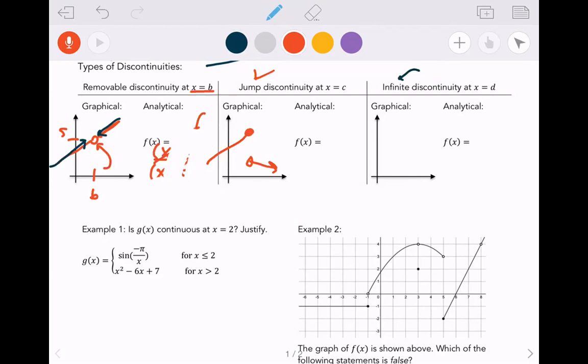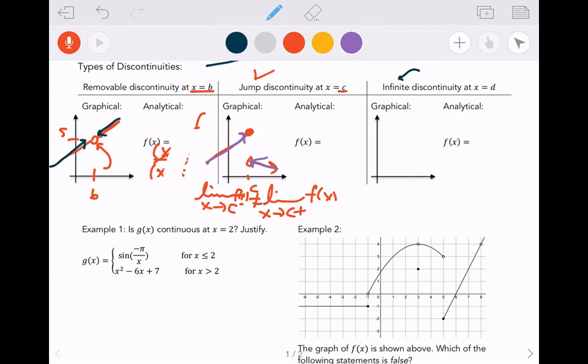What's happening here is that the limit as x approaches c from the left of f of x is not equaling the limit as x approaches c from the right of f of x. That causes this to be non-removable. It's only removable if you can redefine or define a single point.